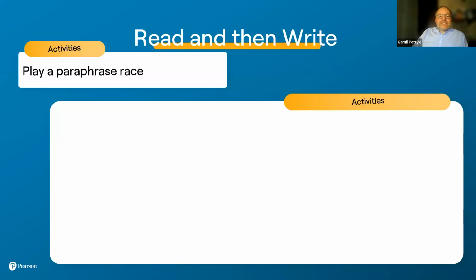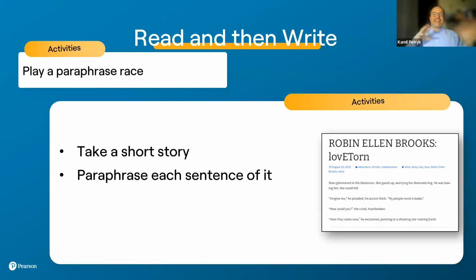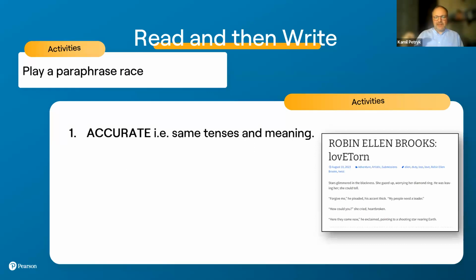So what's a paraphrase race? You take a short story and you ask students to paraphrase, for example, each sentence of the story, or selected sentences in the story. But there are two important rules. It's good to introduce these two important rules: that each paraphrase should be accurate, so exactly the same tenses and the same meaning.